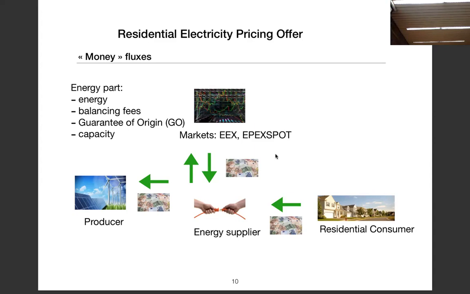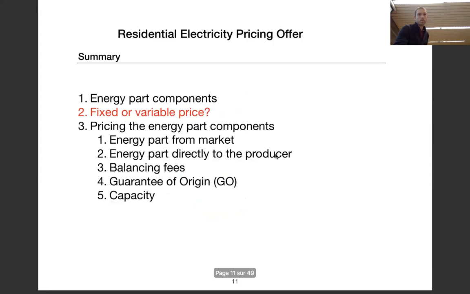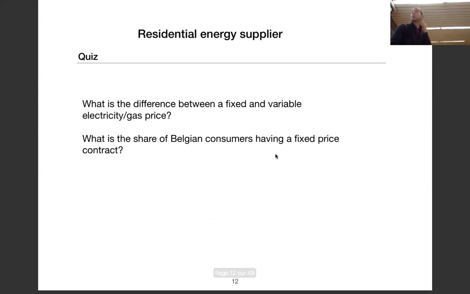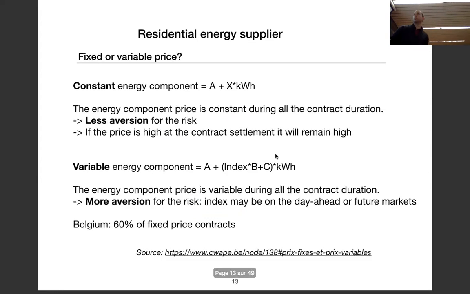And so we will go through each subcomponent of the energy part. As an energy supplier, you can do something for all components to try to optimize, at the end, the price for the energy. So you already know now the difference between the fixed and variable price contracts. And I already gave you the answer to that question.